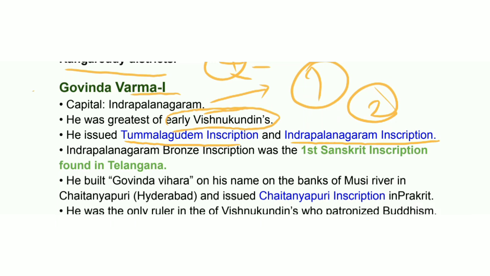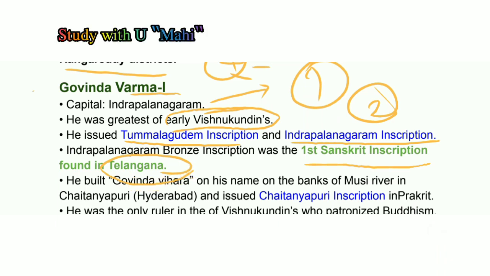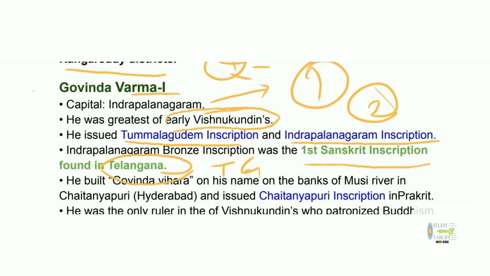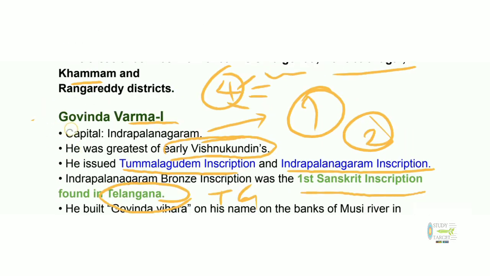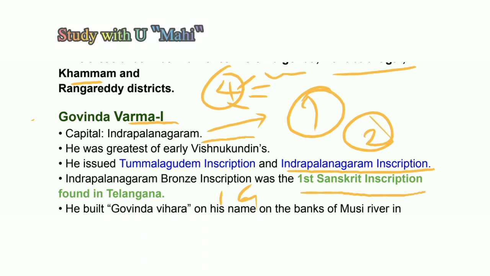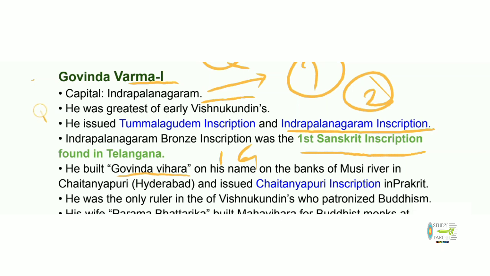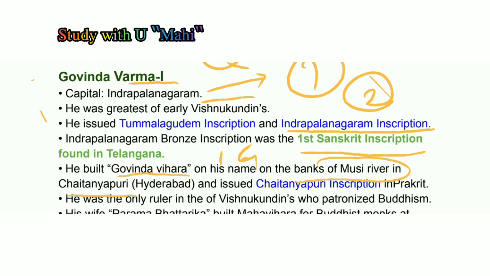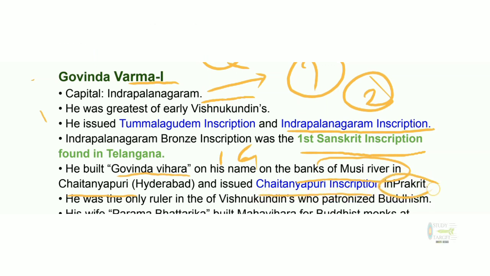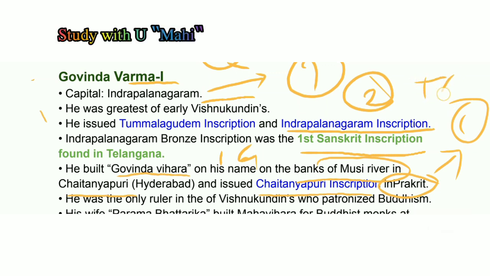The Indrapala Nagaram inscription is a bronze inscription, and it was the first Sanskrit inscription found in the Telangana region. Govindavarma built Govinda Vihara on the banks of the Musi river at Chaitanyapuri, and he issued the Chaitanyapuri inscription in Prakrit, which is the first Prakrit inscription found in the Telangana region.